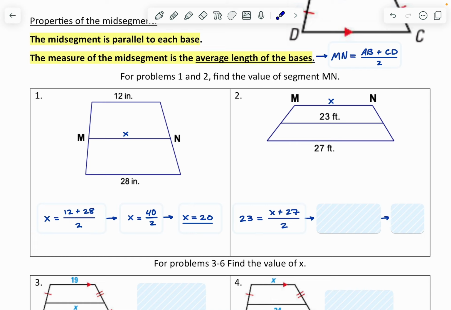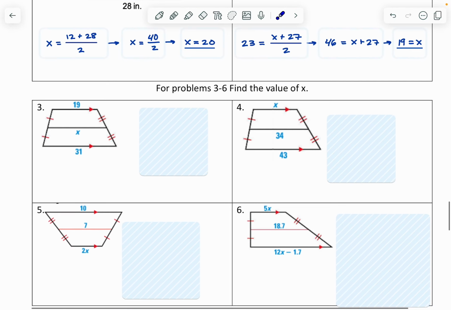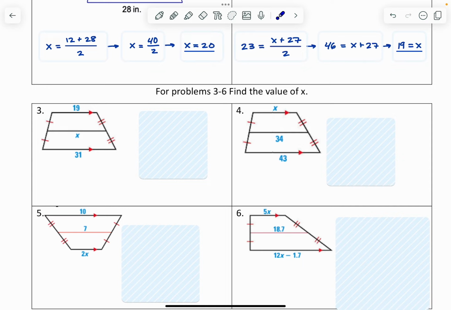Your first step is going to be multiplying both sides by 2. Right? You have (x plus 27) divided by 2. You've got to get that x by itself. In order to do that, got to get rid of that 2. So we multiply both sides by 2. You have 46 is equal to x plus 27. Subtract 27 from both sides, and you get x is equal to 19. Oh, there's a jump scare if you were wanting one.